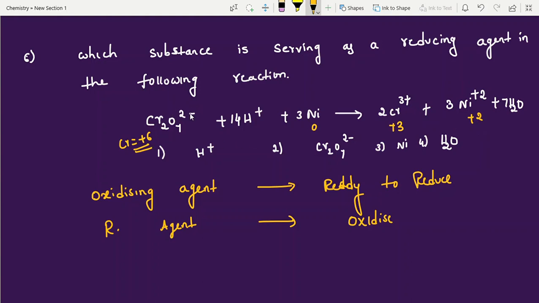See, plus 6 to plus 3 for chromium means decreased oxidation state. Decreased oxidation state means reduction. But alone it's not possible. Somebody has done this work. Who is somebody? He is the guy, nickel. Nickel reduced chromium plus 6 to plus 3. Then nickel acts as your reducing agent. It serves as reducing agent.